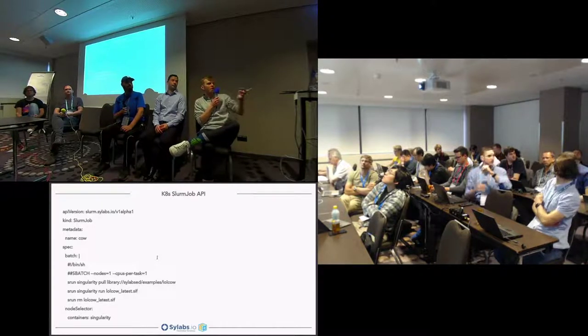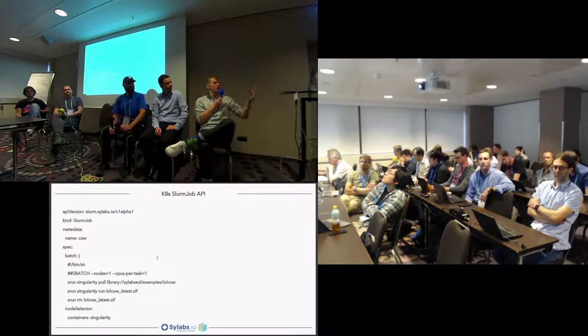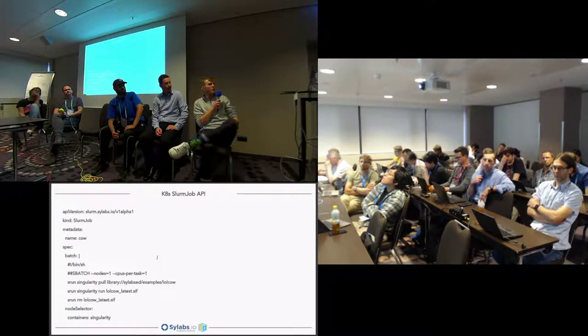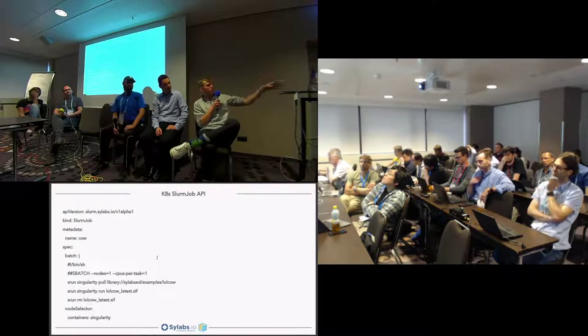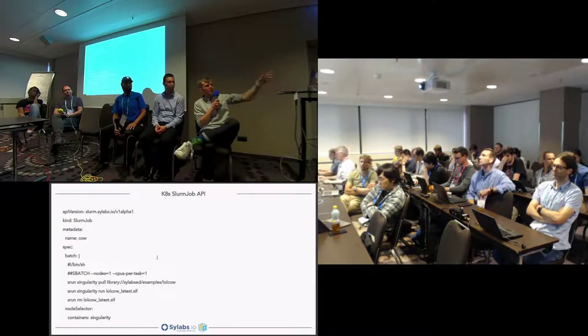So to touch on that topic, the differences in granularity required by Kubernetes versus Slurm, for example. Kubernetes probably only cares about, I just need this hardware available on this partition, and then Slurm can do the fine-grained control. In the Slurm job API that we've built and tied into Kubernetes, that concept is there now. So at the bottom there, it says node selector, containers, Singularity.